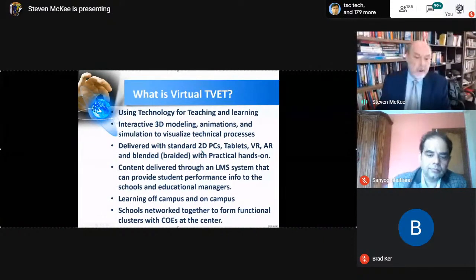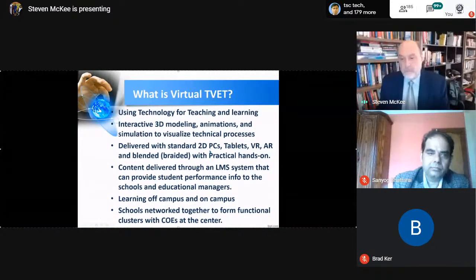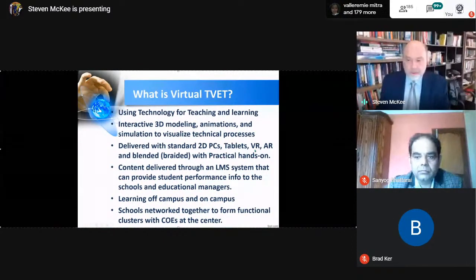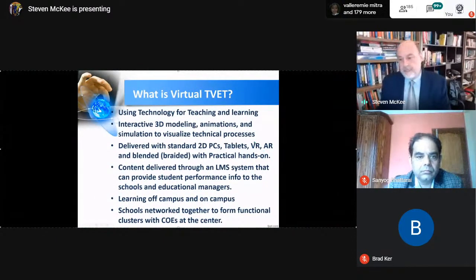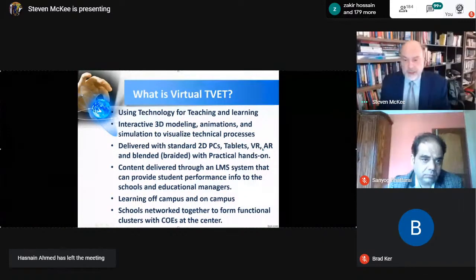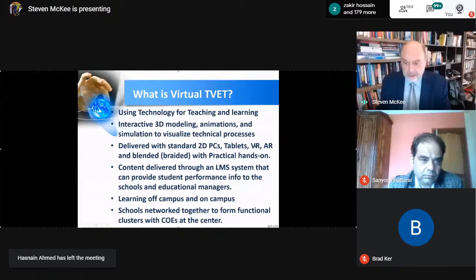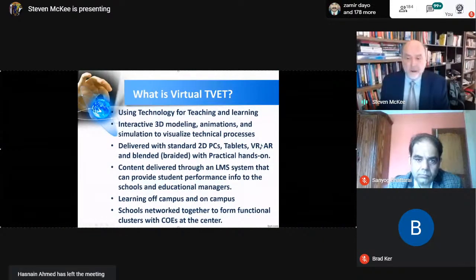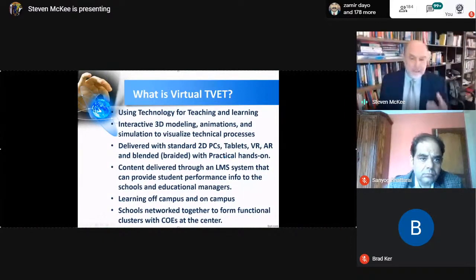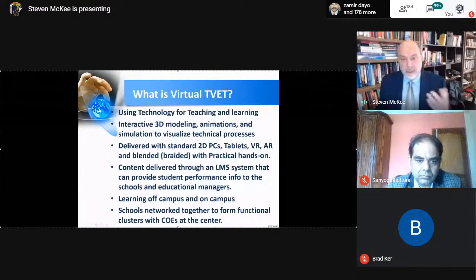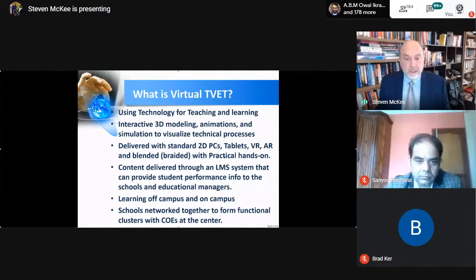It can be delivered on a regular computer, a tablet, a mobile phone. You can also use virtual reality and augmented reality, but this is later. This is more advanced for larger institutions. We do get into this, but this is not the heart of the program. We want to put that content into the hands of the student online with his own devices.